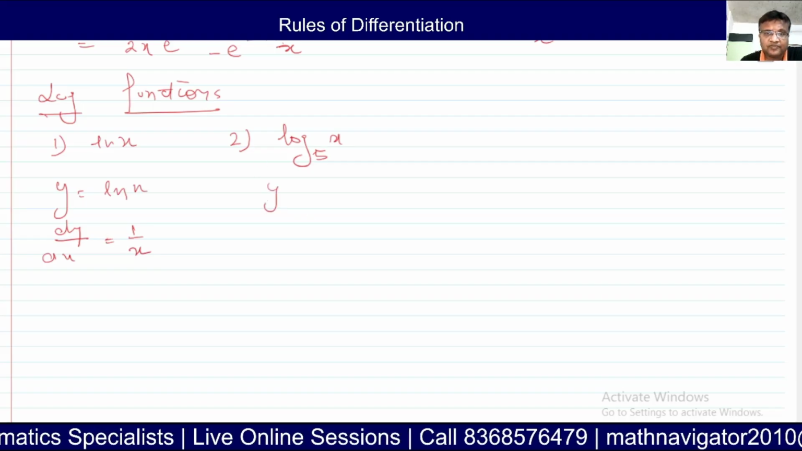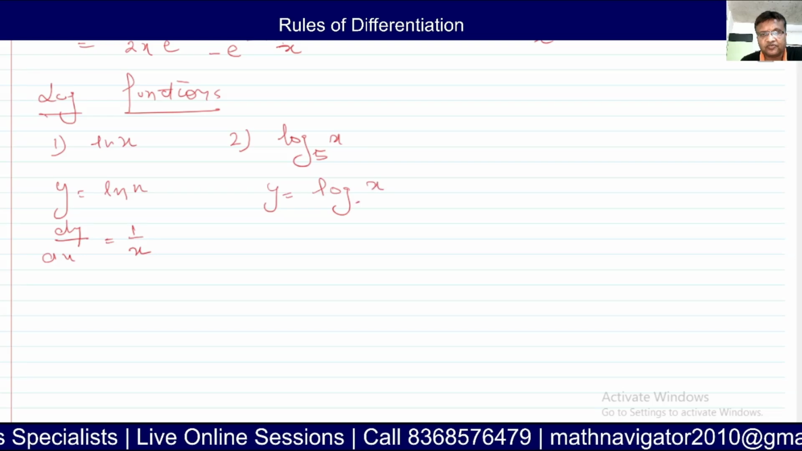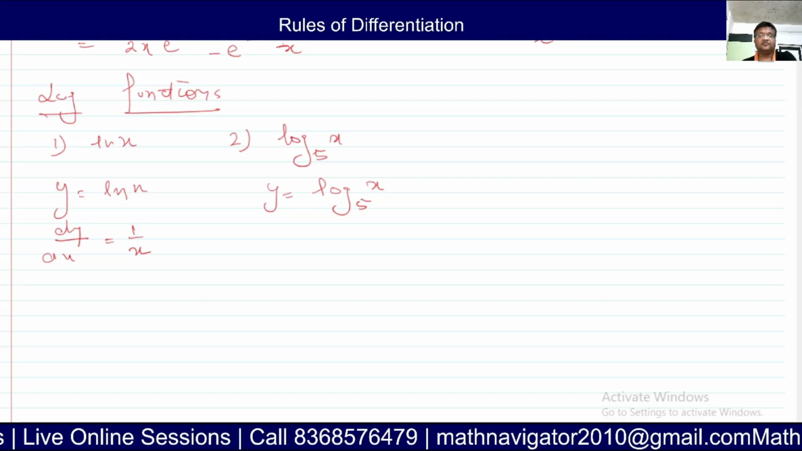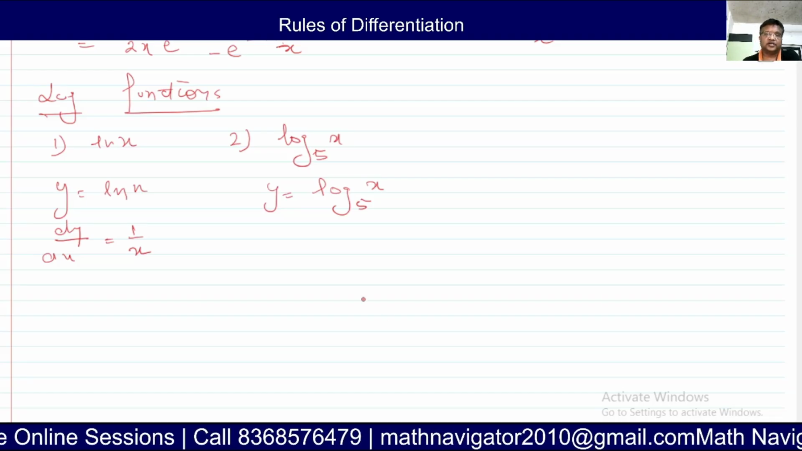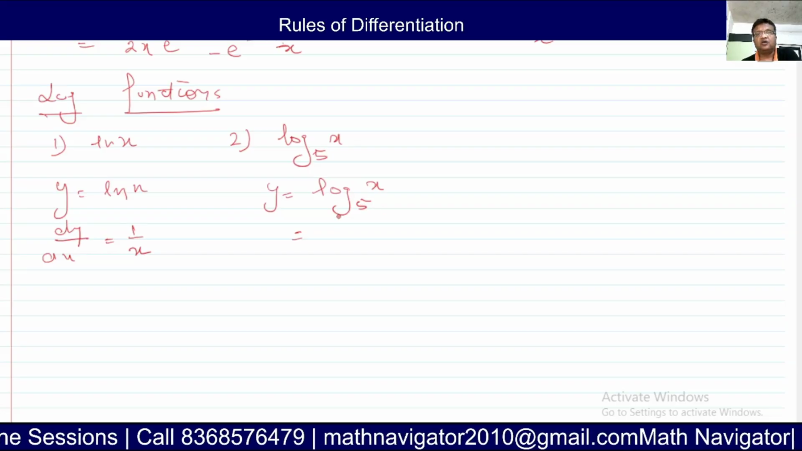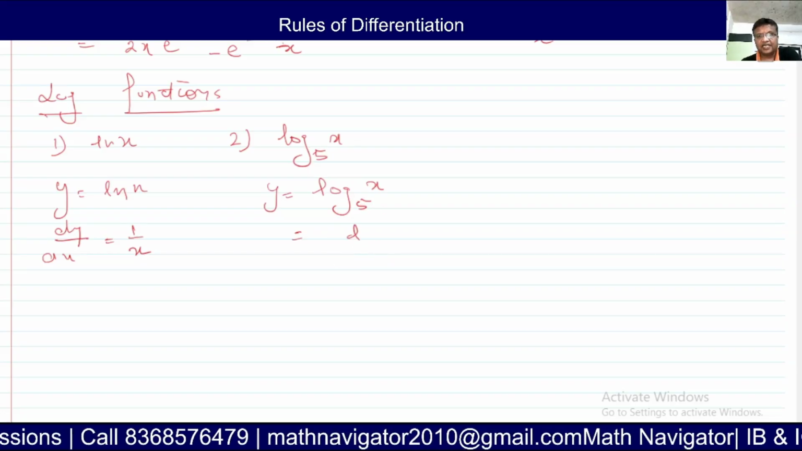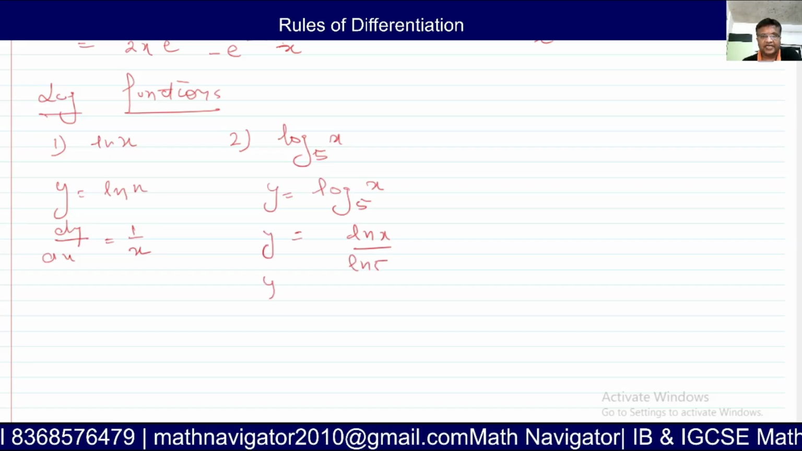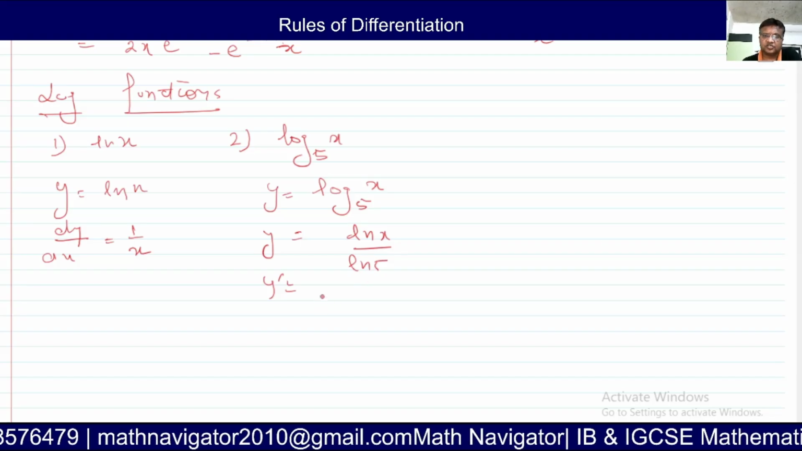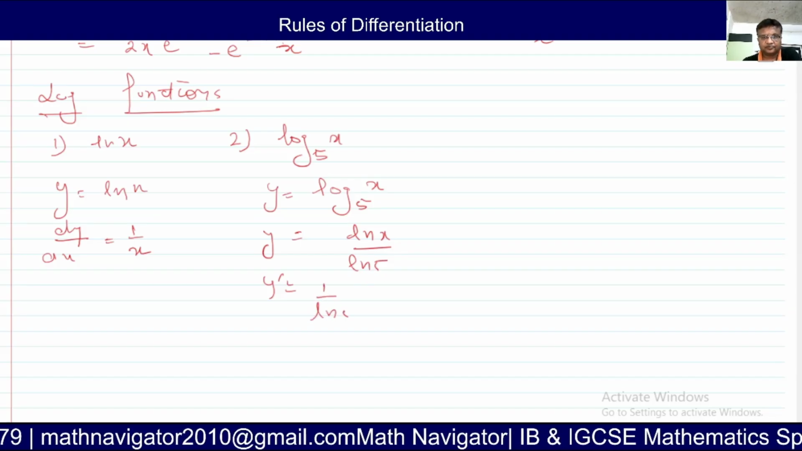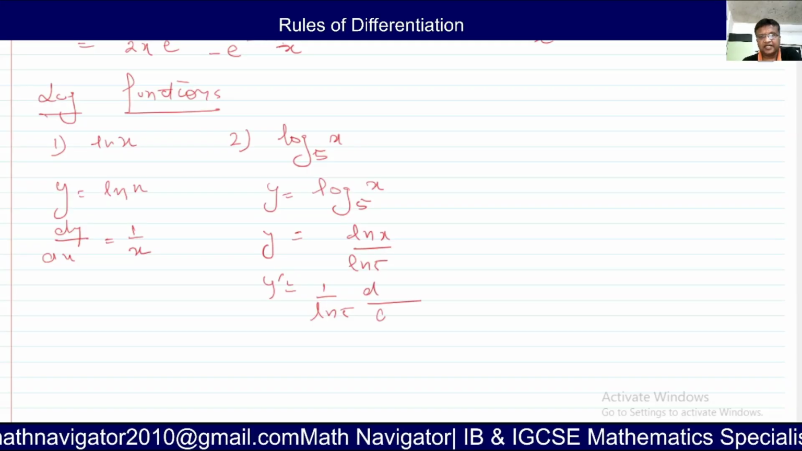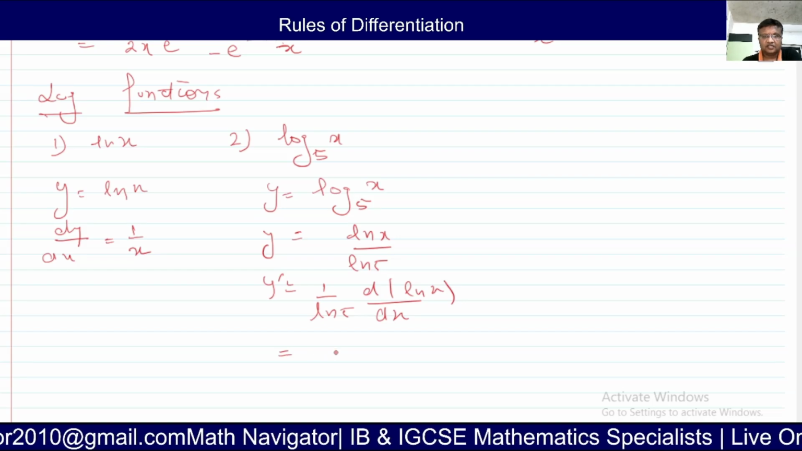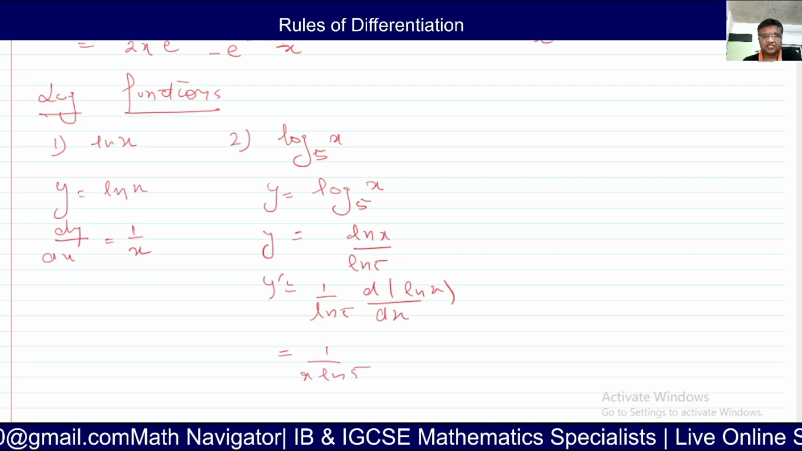But what about if my y is equal to log x to the base 5? In this case, it is not 1 over x. 1 over x is the differentiation of ln x. So we have to convert it into ln x by using the law of logs. This will become ln x over ln 5. Now, if I differentiate it, y derivative is equal to, so ln 5 is a constant, so it will come out of the differential. d by dx of ln x will give me 1 over x, so 1 over x ln 5. This is my final answer.